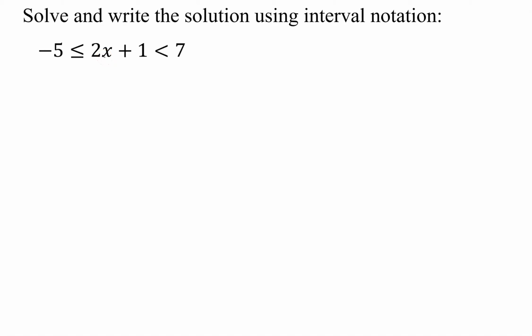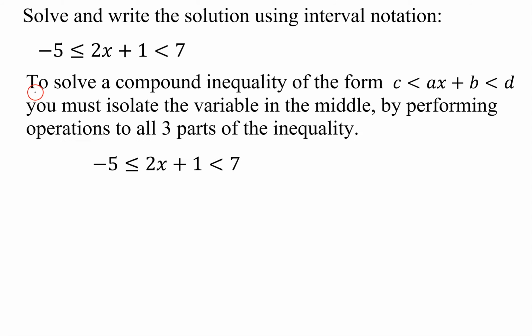Now, there are two different ways to solve this problem. The longer way is when I write my two separate inequalities. I have this one, and then I have this one. And then we solve them each independently of each other, and then we put them back together again. But there is a shorter method of doing this, and that is shown here. So to solve a compound inequality of the form that I have, you must isolate the variable in the middle by performing operations to all three parts of the inequality. So that's what we're going to do here.